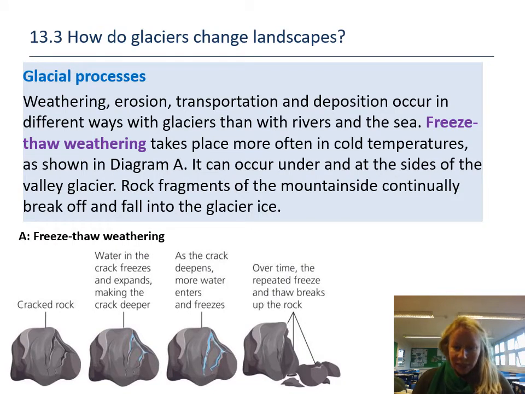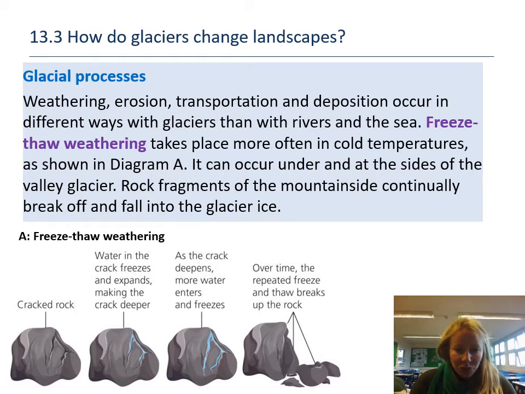Okay, so some more glacial processes. Weathering, erosion, transportation and deposition occur in different ways with glaciers than in rivers and the sea, like you might have learnt previously. Freeze-thaw weathering takes place more often in cold temperatures, as shown in diagram A. It can occur under and at the sides of the valley glacier. Rock fragments of the mountainside continually break off and fall into the glacial ice.